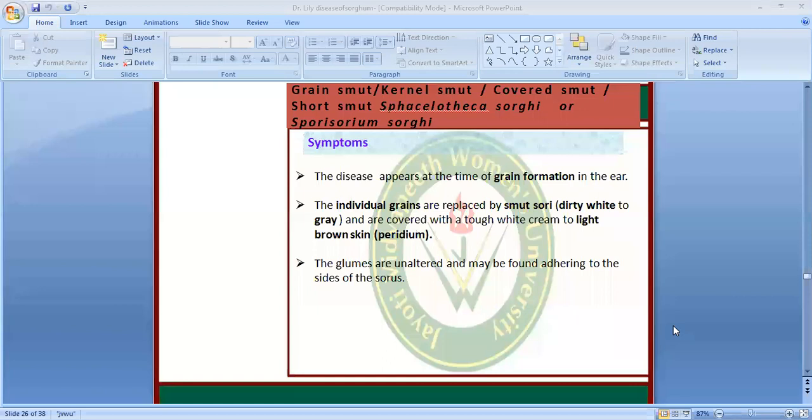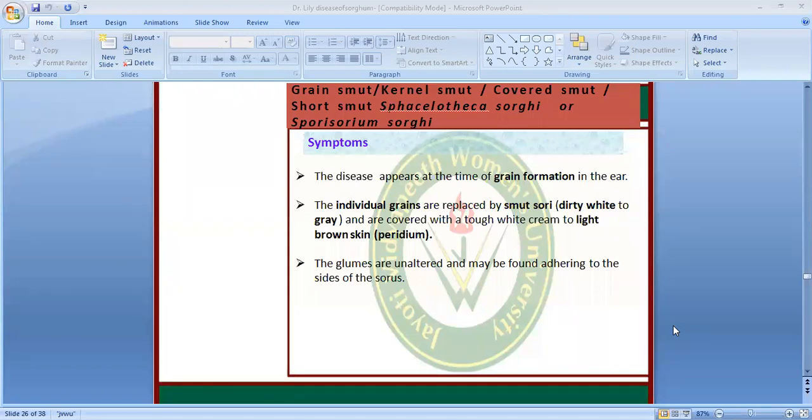I'm Dr. Lily Suredi, and today I'm going to continue with the diseases of sorghum as part 2. We have studied diseases of sorghum in the previous lecture, and today I'm going to take the grain smut, kernel smut, or also called covered smut. It is caused by Sporisorium sorghi.